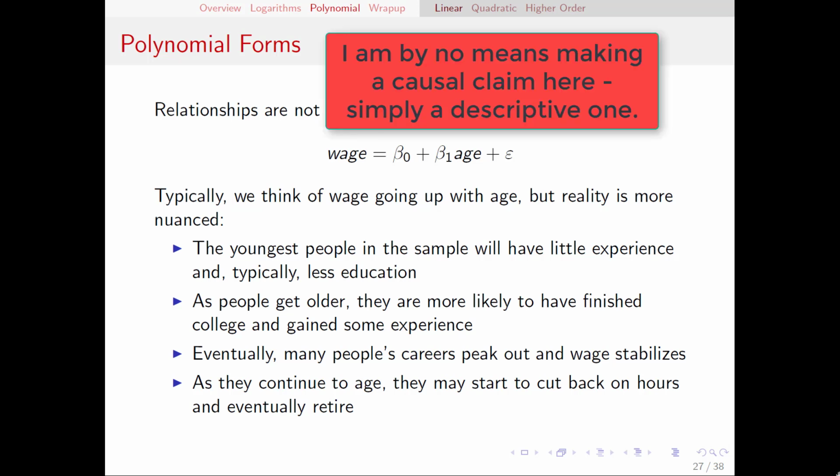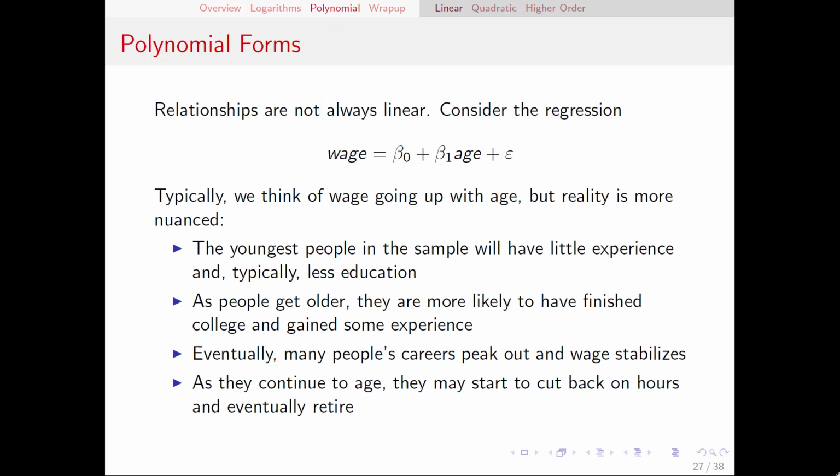As you get older, you get more experience, more education, all those things that are going to help you earn more money. So beta 1 is probably positive. But as I discussed in the previous videos, this linear equation assumes that beta 1, the effect of age on wage, is constant throughout your entire life. But that's probably not the case.